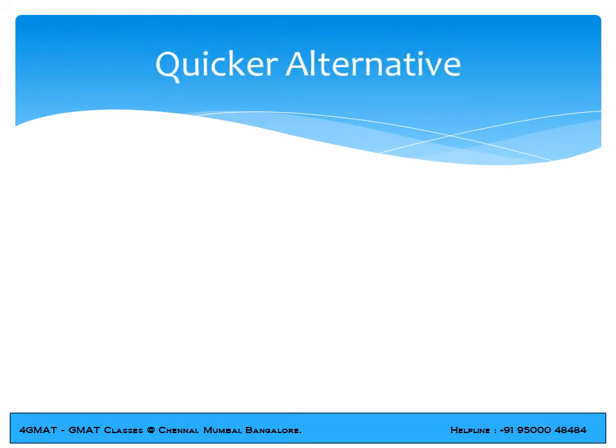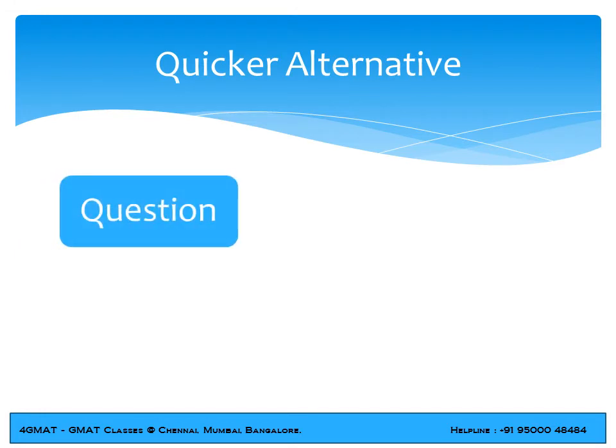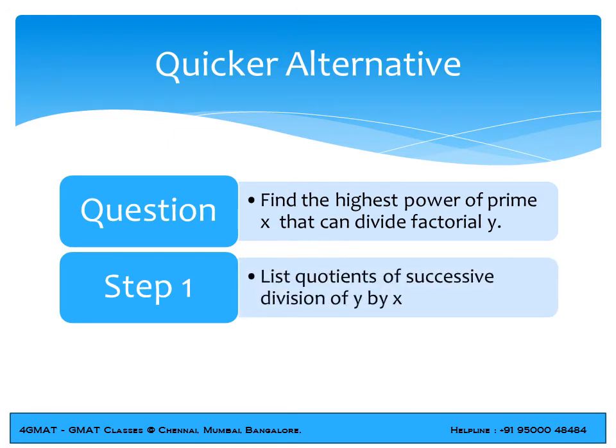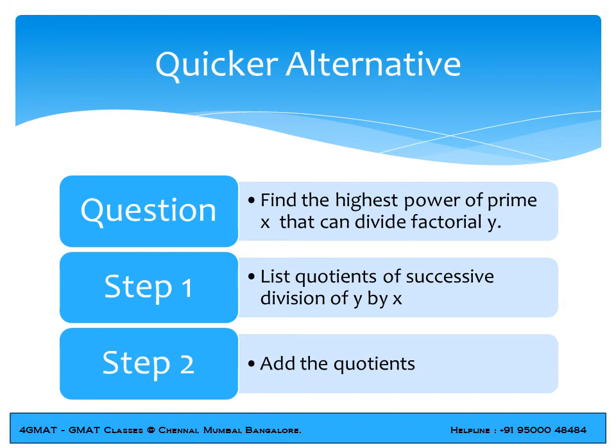Let's look at an alternative which will help us solve these questions quickly. Here's a question again. Find the highest power of prime x that can divide factorial y. It's a two-step process. In step 1, list quotients of successive division of y by x. Step 2, add these quotients. This gives us the highest power of x that can divide factorial y.